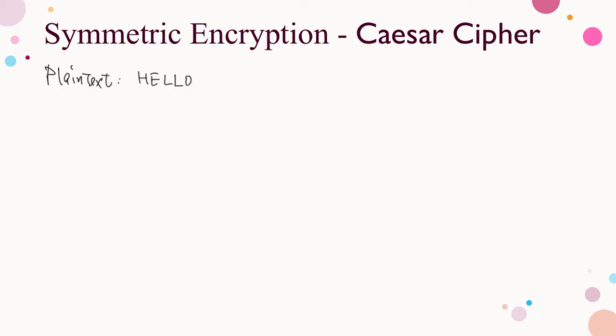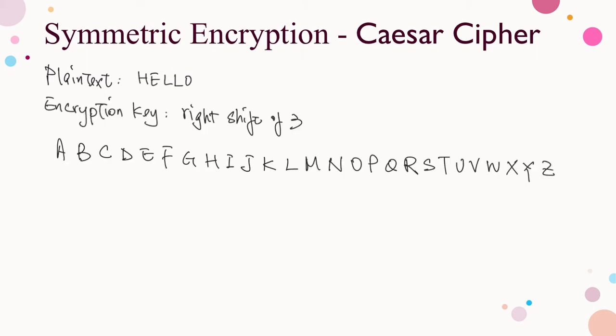Suppose the plain text is hello. The encryption key is a right shift of 3. Then H is shifted to K, E to H, L to O, and O to R. That is, the ciphertext is KHOOR. It is not easy for others to associate hello with this text, right? This is the purpose of cryptography.